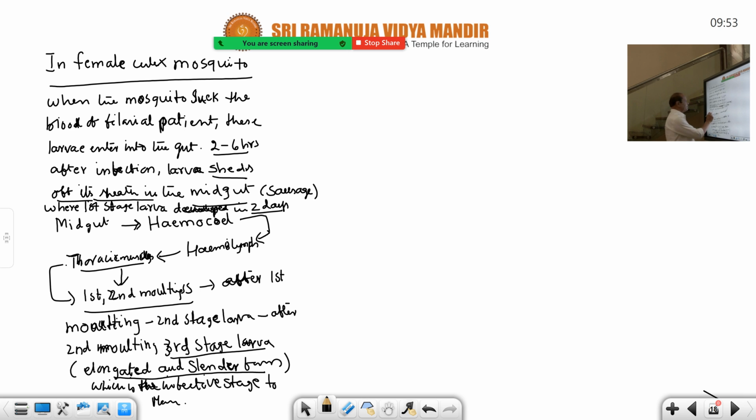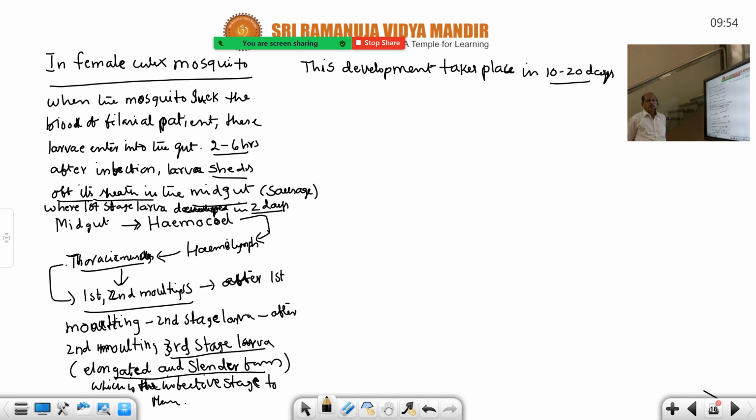So within 2 days it will be developed into the first stage larva. The first stage larva in the thoracic muscles undergoes 2 moltings. After the first molting, second stage larva. After the second molting, third stage larva is formed. They are the infective stages to man. This development occurs within 10 to 20 days. So this numerical status, don't forget. 10 to 24 days is the completion period of the life cycle in the mosquito of the malarial parasite. Here 10 to 20 days this development takes place, up to the third stage larva, up to the infective stage. So this infected mosquito bites and sucks the blood of a healthy person.